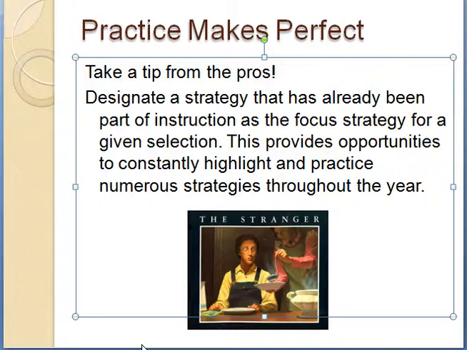When given a selection that everyone is reading, the teacher might highlight a particular strategy that might prove especially helpful and make this the focus strategy for the selection. For example, if the text is The Stranger by Chris Van Allsburg, what better strategy to focus on than inferencing?